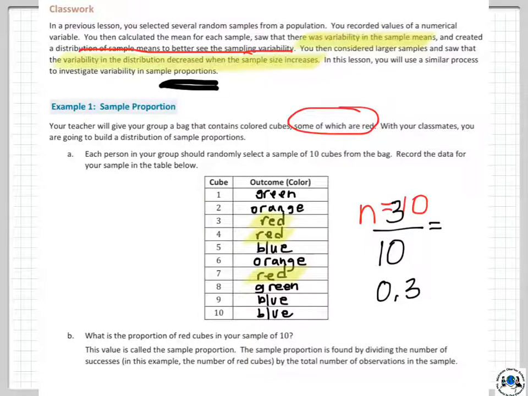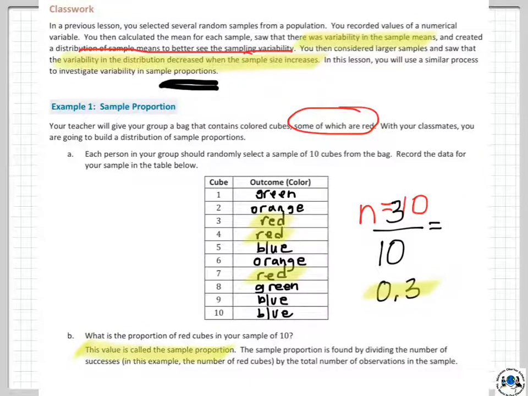Again, this is without replacement, so we're not looking for probability here. We are just pulling a sample. So there were 3 out of 10, or 0.3. They don't use percentage here, but you and I might say 30%. This value of 0.3 is what we call the sample proportion.